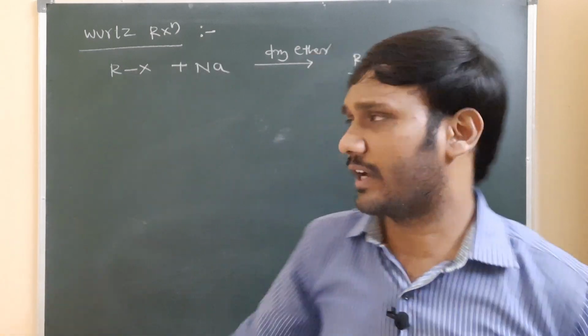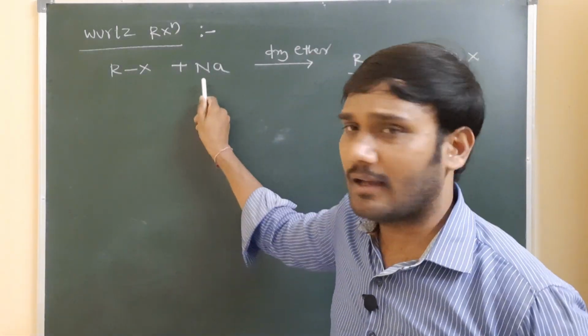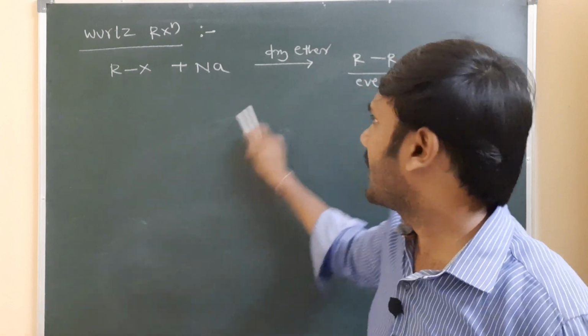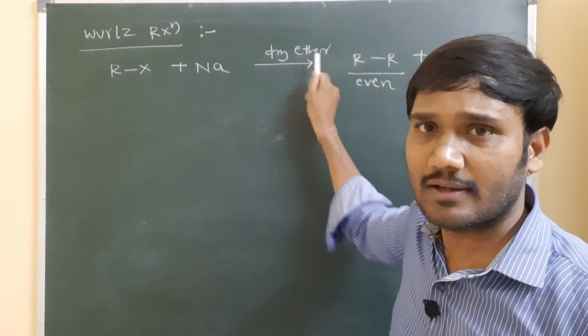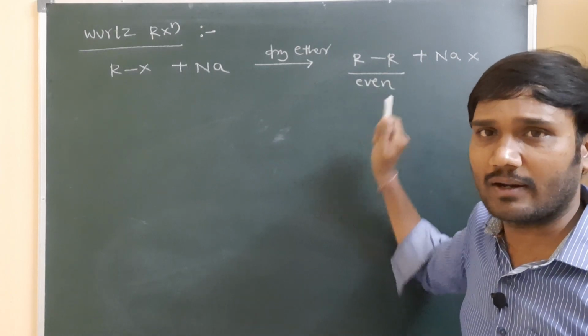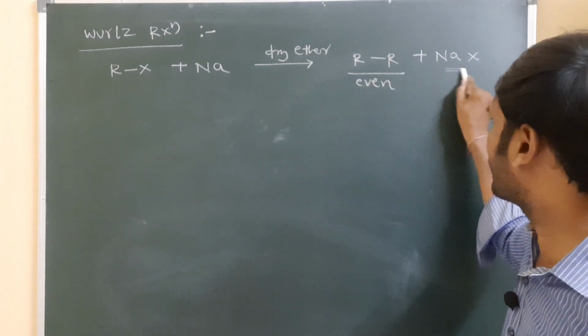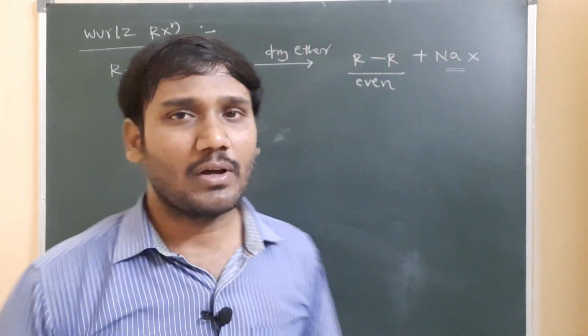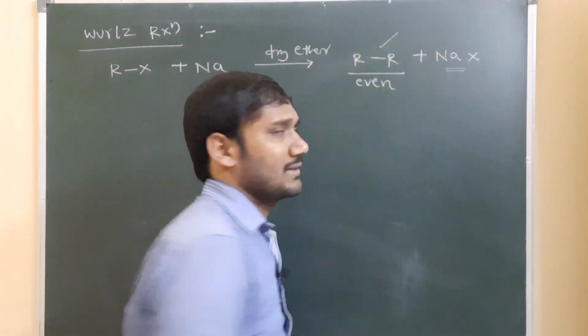So once again, what is the Wurtz reaction? Alkyl halides on treatment with sodium in the presence of dry ether give the higher alkanes with an even number of carbon atoms, and we get sodium halides. In this process we can prepare the alkanes.